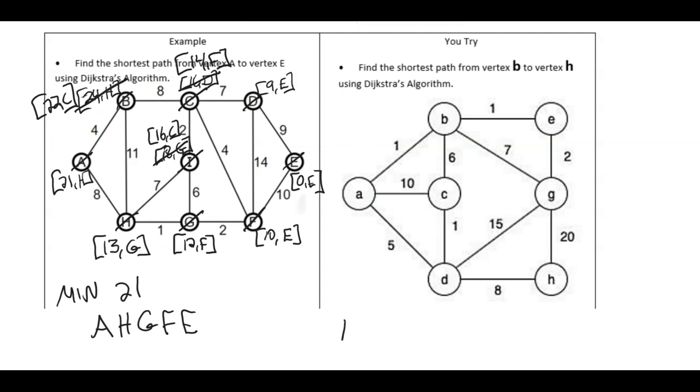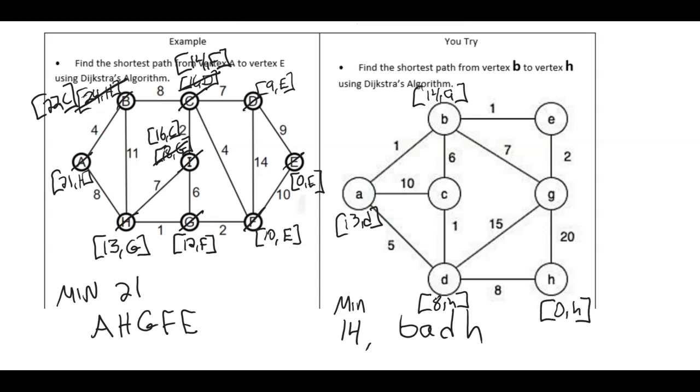What you should get is the minimum is 14 and the path is B, A, D, H. Specifically, we're going from B to H. B would be 14A. A would be 13D. Back to D. D would be 8H. And H, of course, is 0H, where we started.